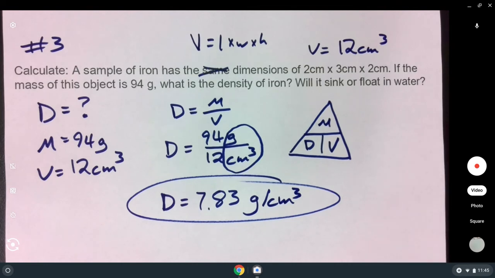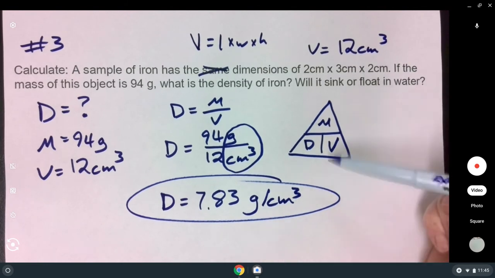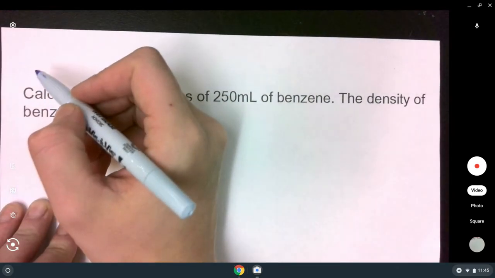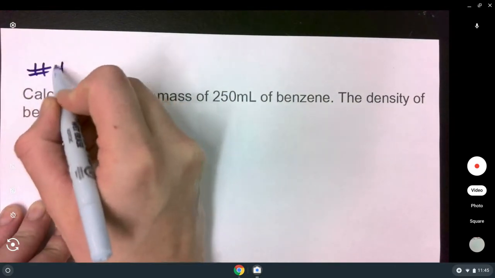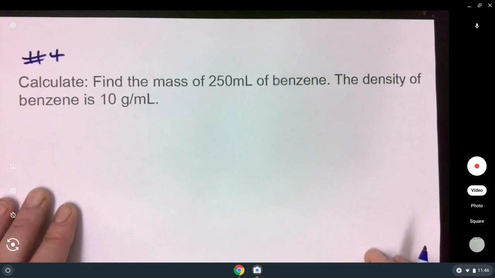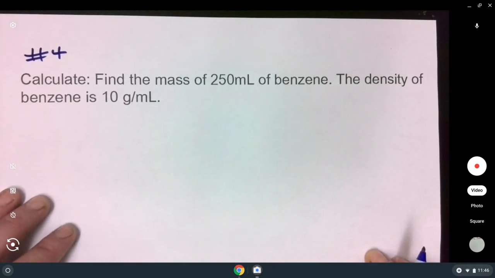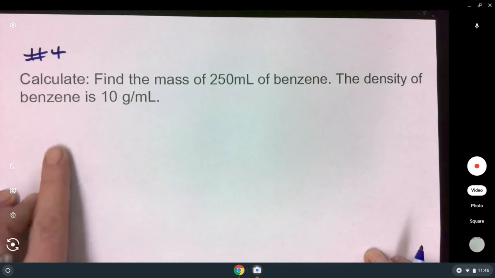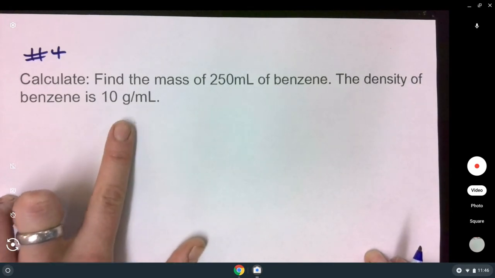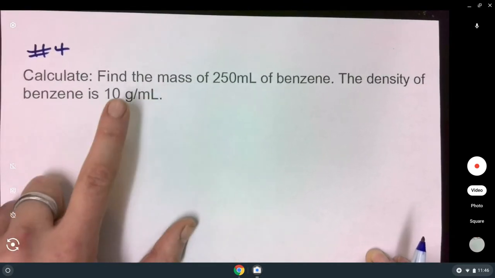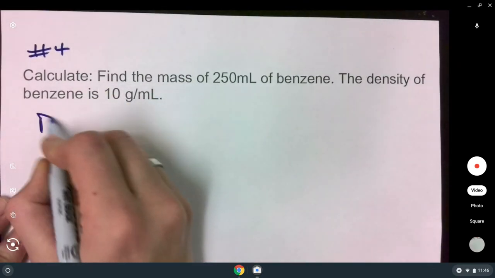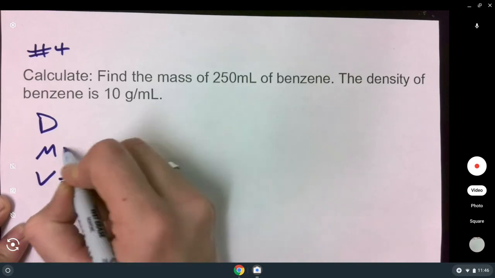Okay. So we've done a lot of finding density problems, and we haven't used this triangle to find mass or volume. Let's do a couple of those. We'll do one of each. So I think this is number 4. It says find the mass of 250 milliliters of benzene, and the density of benzene is 10 grams per milliliter. So we're given volume and we're given density. We need to find mass.